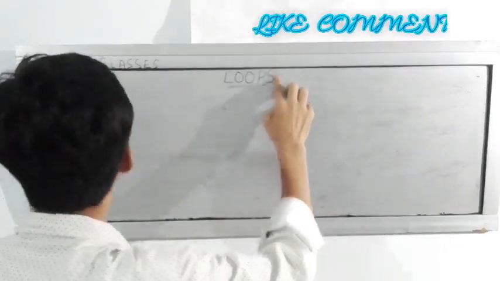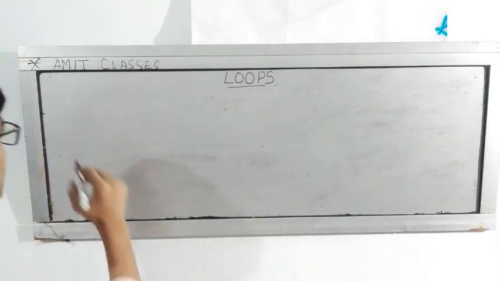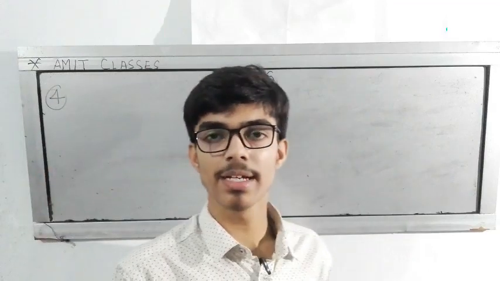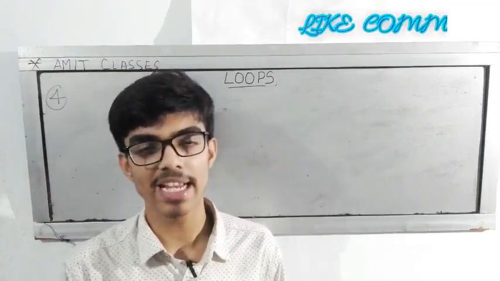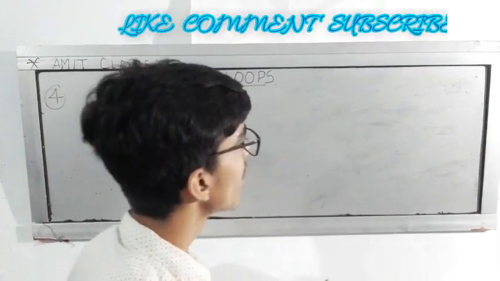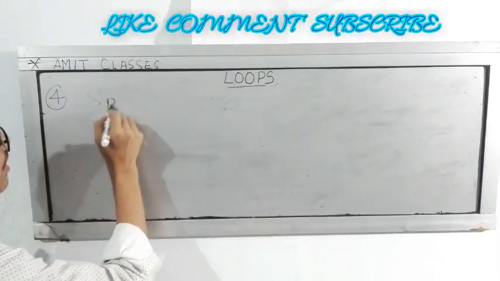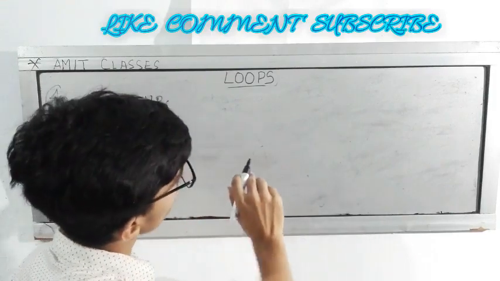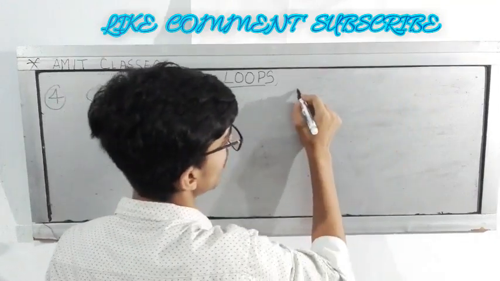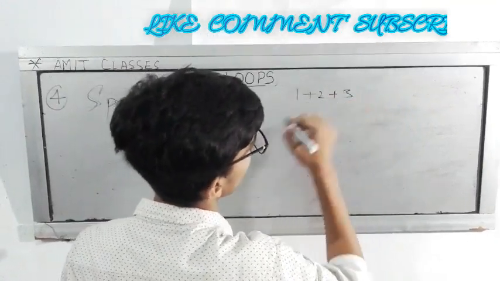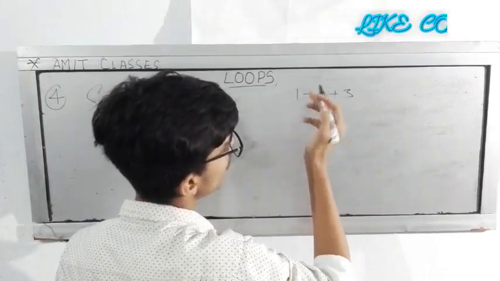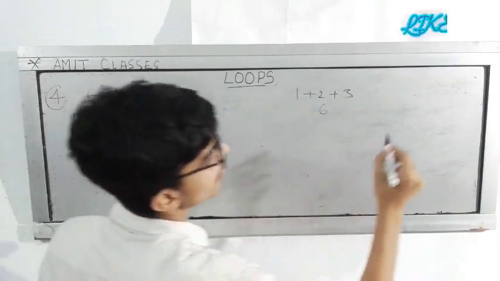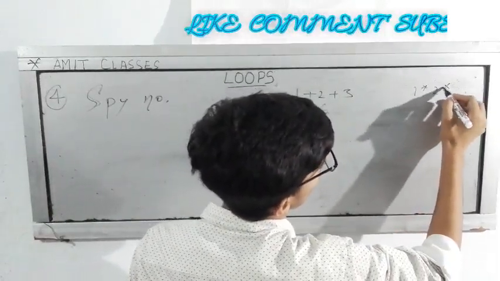So now moving towards question number 4, we have here: write a program to take a number and check whether it is an SPI number or not. So now, what is an SPI number? As we have seen in the previous question, 1 plus 2 plus 3 was 6, and in this SPI number, 1 into 2 into 3.